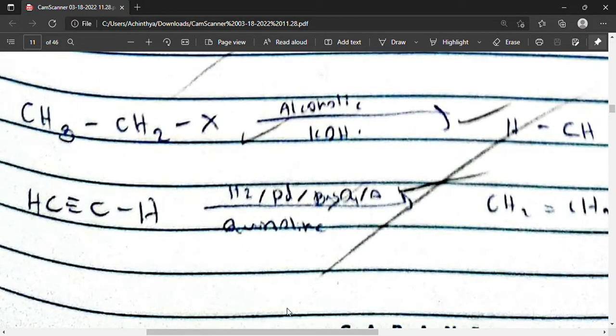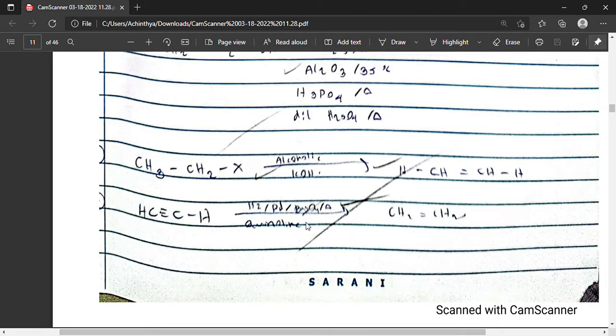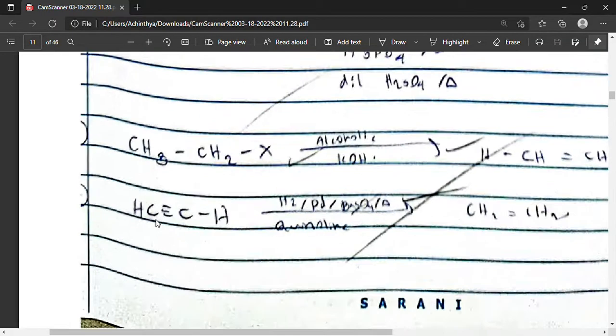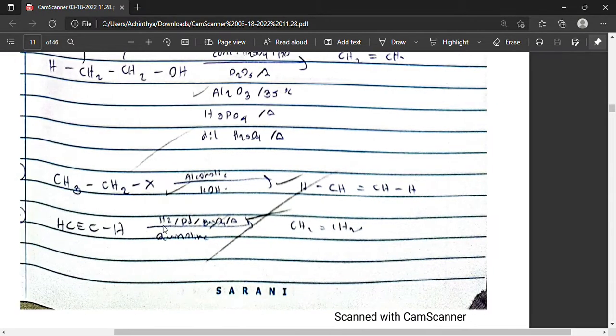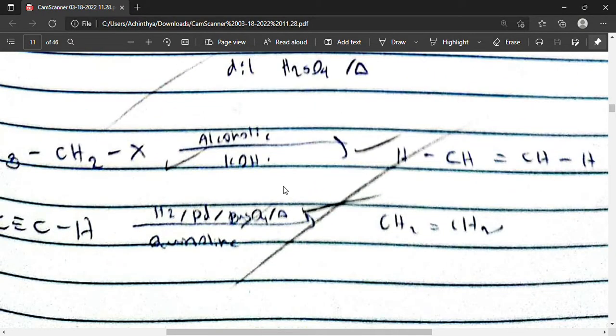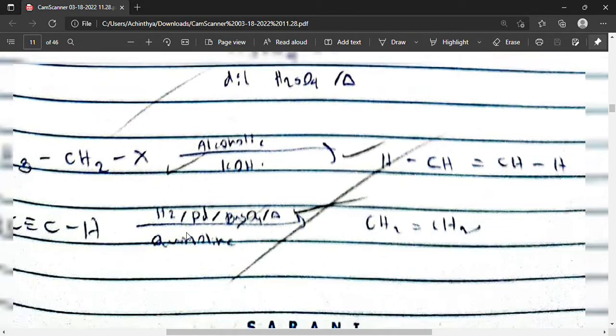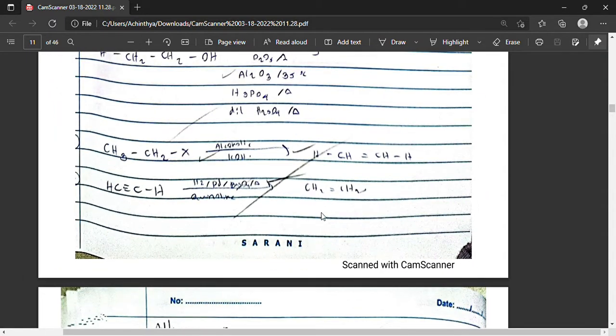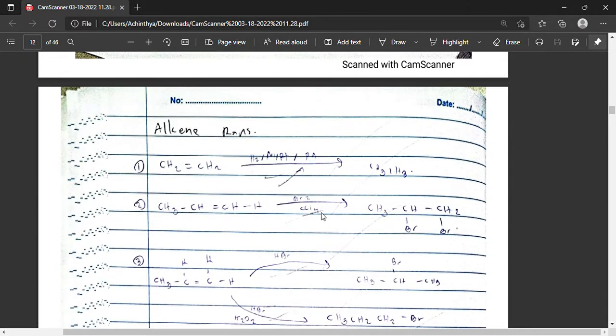This mess is called Lindlar's reagent. Lindlar's reagent is basically used for partial hydrogenation of alkynes into alkenes. The reagent is H2, palladium on barium sulfate, heat and quinoline, and you can turn alkynes into alkenes by this means.